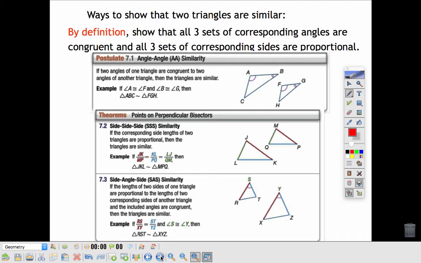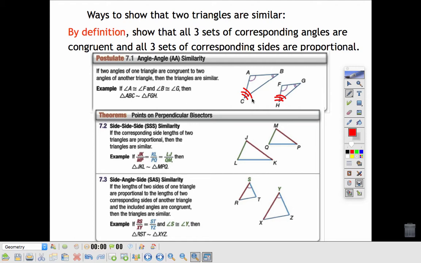So you can use angle-angle similarity. If you know that 2 angles are congruent, we know the third one's congruent too, because they have to equal 180. And that's called the angle-angle similarity. You can also use the side-side-side similarity. If you know that all 3 sides are proportional, then they're going to be similar.